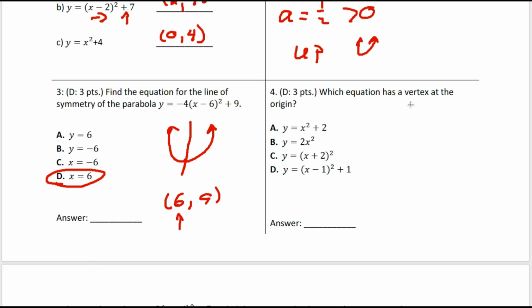Number 4, which equation has vertex at the origin? Well, this first one hasn't been shifted left or right, but it's been shifted up 2, so it's not that one. C has been shifted left 2, so it's not that one. This has been shifted right 1 and up 1, it's not that one. It turns out B. This parabola has been stretched. A is 2, but it hasn't been shifted left or right.